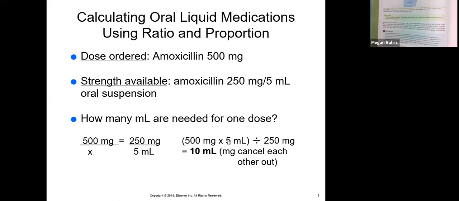So 500 times 5 is equal to 250x. Then we would have to divide off the 250. So that's what is shown here. And that would leave us with 10 milliliters for our dose volume. And you can see that that makes sense because we know that 250 is half of 500. So if each 5 mLs is giving us 250 milligrams, well, we're going to need to do that twice. So 5 times 2 gives us 10 milliliters.